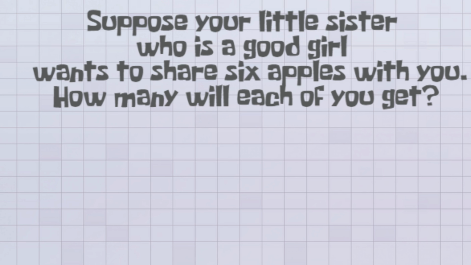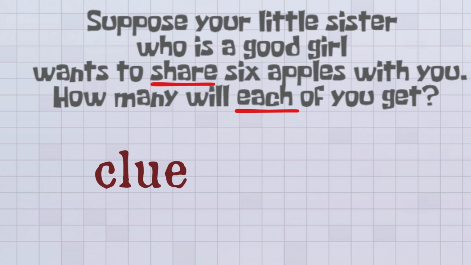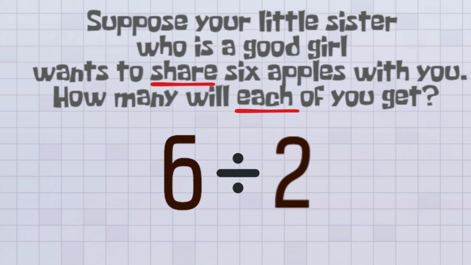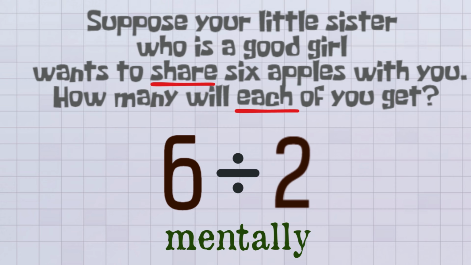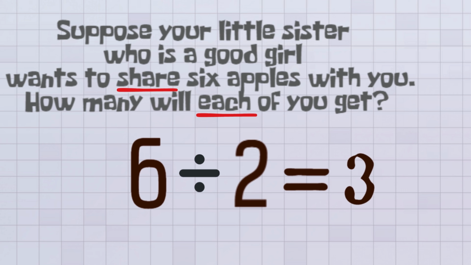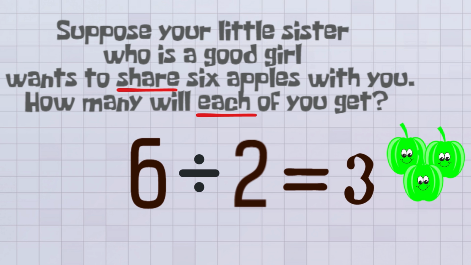If we read our problem carefully, we can see that the word share is a big clue telling us to divide. Oh, and speaking about division, just remember that simple division can be done mentally, but for more complex ones, you'll need to use long division to get proper answers. So if we go ahead, 6 divided by 2 equals 3. That means your little sister will get 3 apples, and you'll have the same.